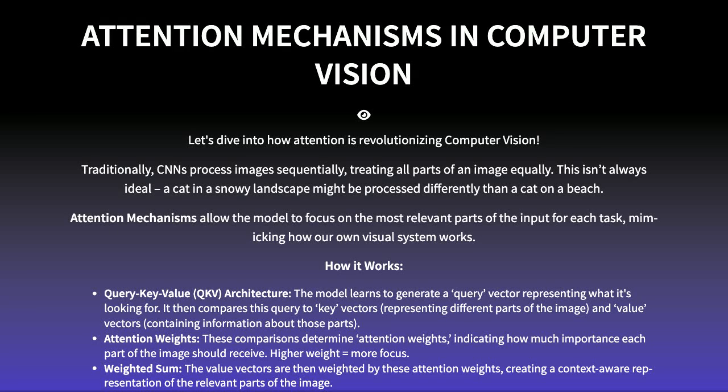Okay, let's talk about attention in computer vision. For a long time, CNNs treated every part of an image as equally important, but that's not always realistic. Think about it: a cat in the snow gets processed differently than a cat on a beach. Attention mechanisms solve this problem by allowing the model to actively focus on what's most relevant for each task. It's kind of like how we look at things. We don't just stare at everything equally, right? They use something called a QKV architecture. It generates a query, compares it to keys and values, calculating attention weights that tell the model where to really concentrate its efforts. This leads to better accuracy, handles complex scenes much more effectively, and even allows us to see why the model is making certain decisions.